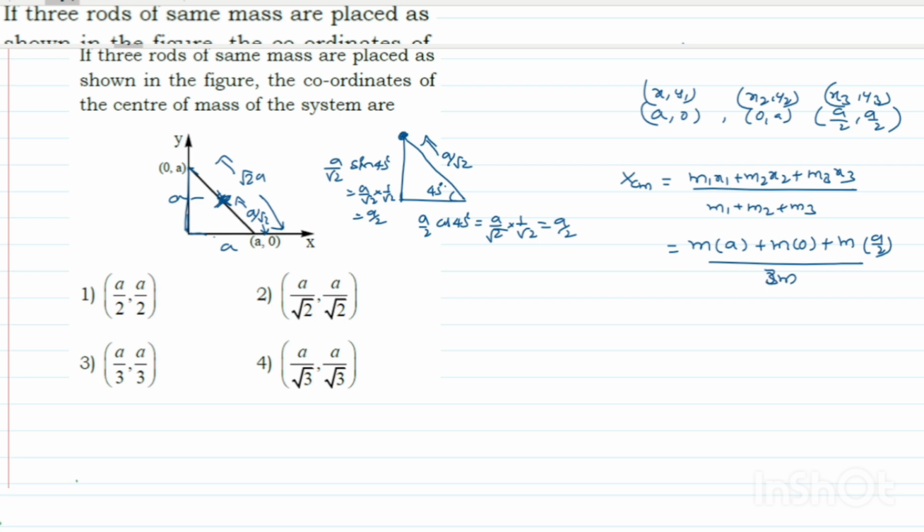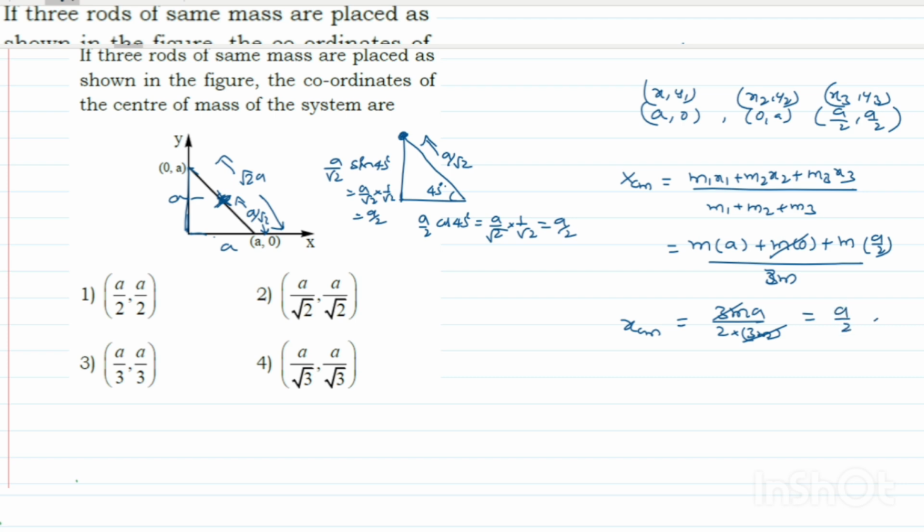So when we simplify, the numerator will be ma plus ma by 2, which is 3 into ma by 2, and in the denominator 3m. The 3m gets cancelled, and xcm will be a by 2.